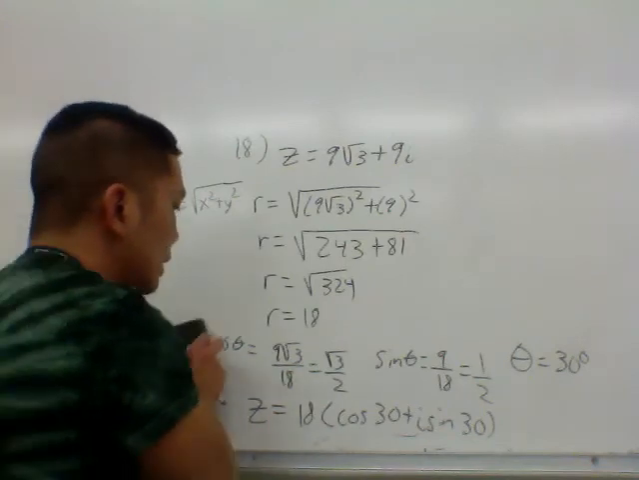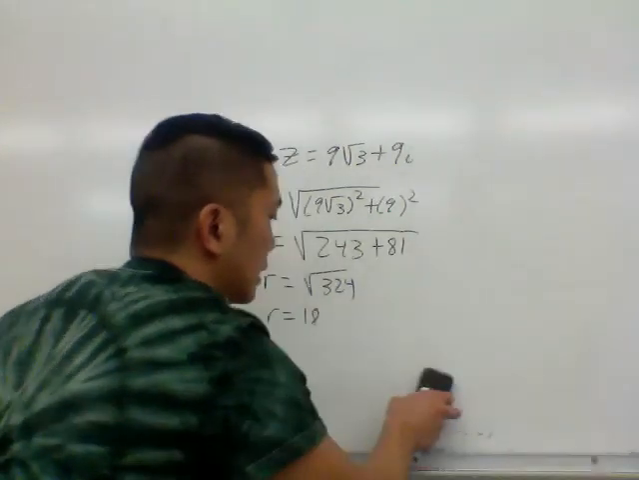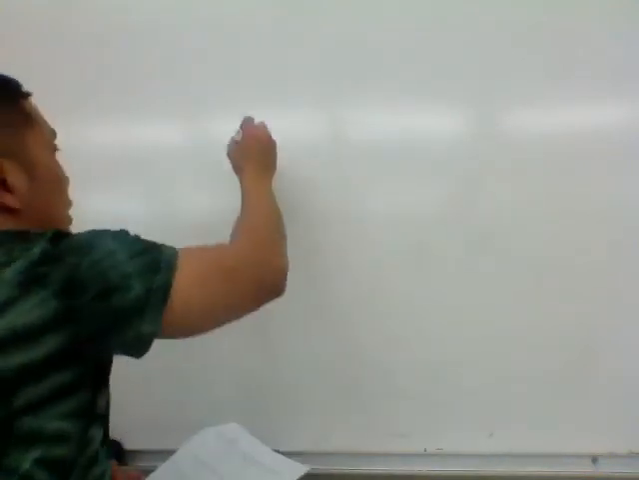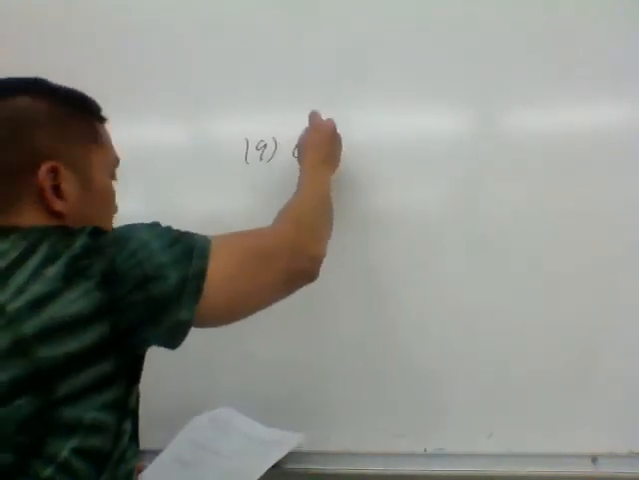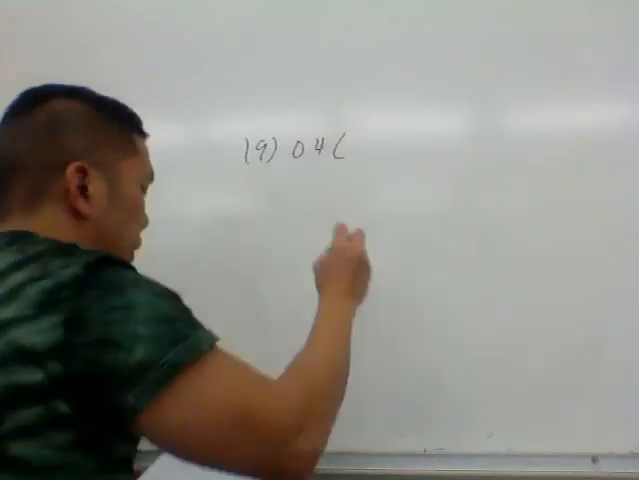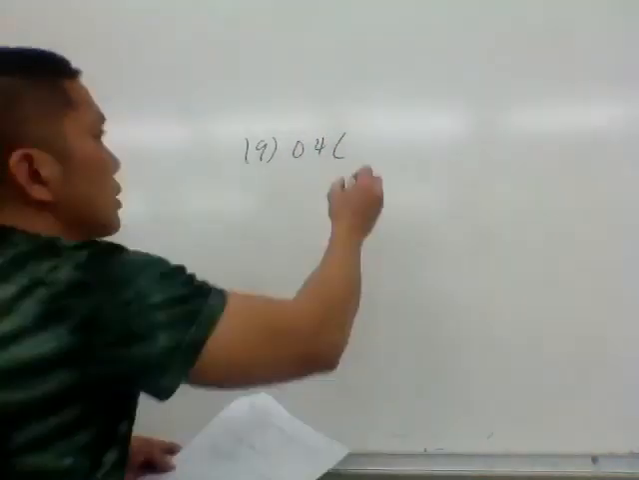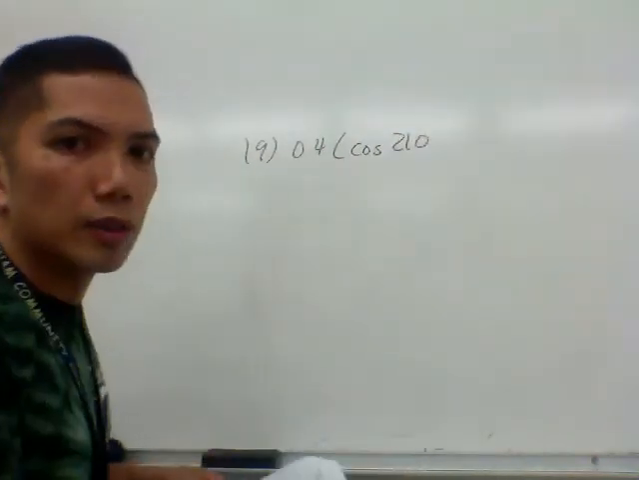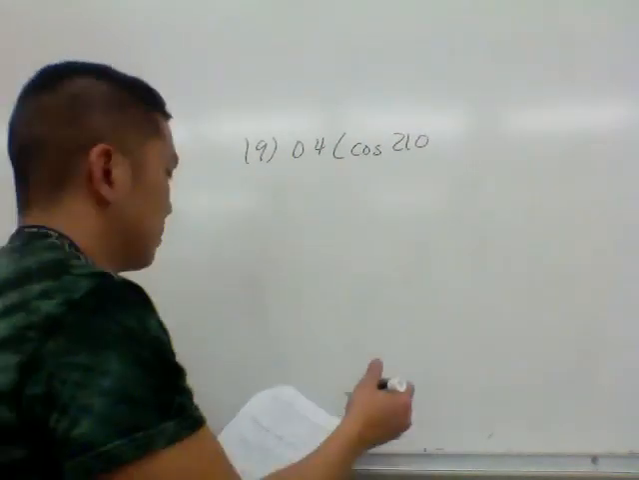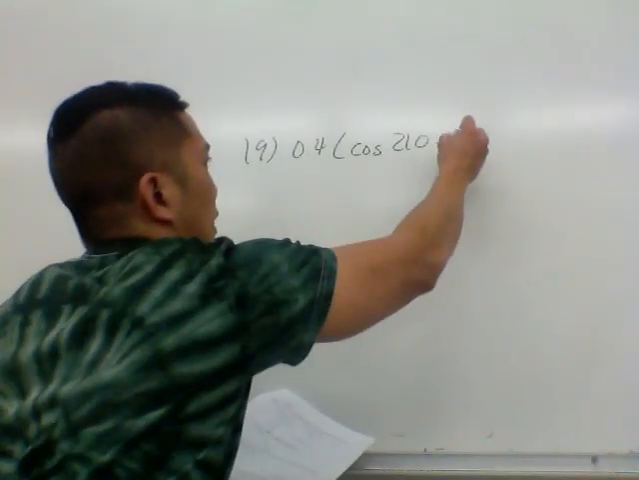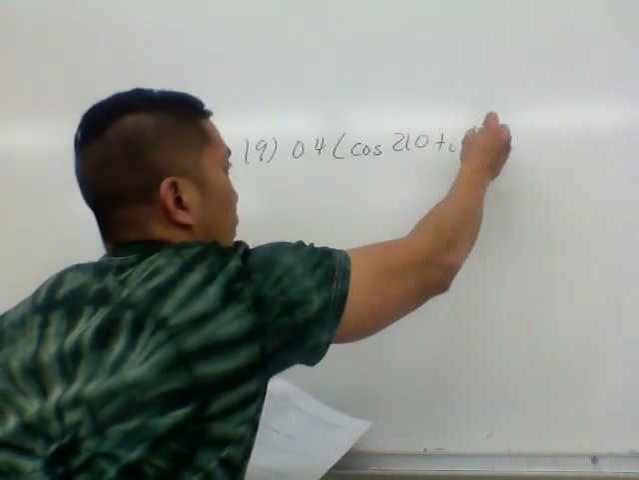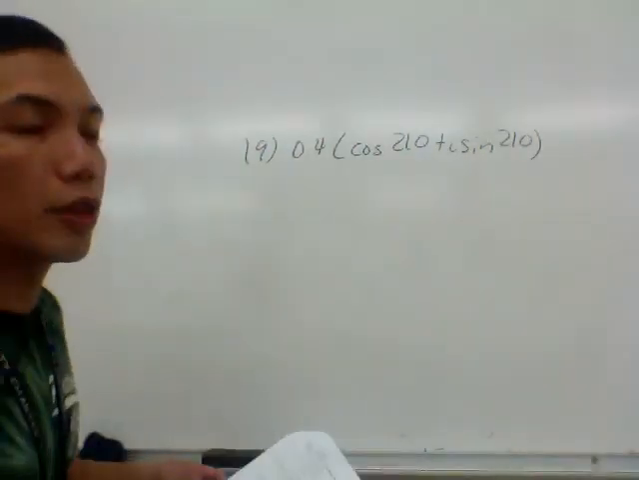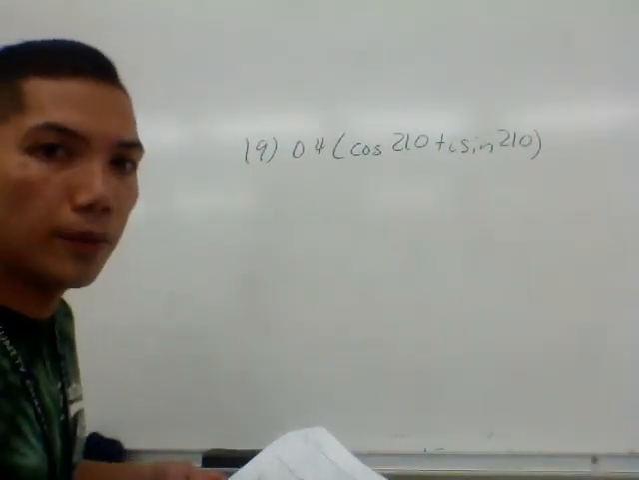Number 19 is actually one of the easiest questions here. If I want to do this in rectangular form, oh, there's a mistake here. Make this cosine of 210, because for the cosine of 200 we would have to use a calculator, and I want you to practice with the unit circle. Okay, so 210 is really the 30-degree angle in quadrant 3.